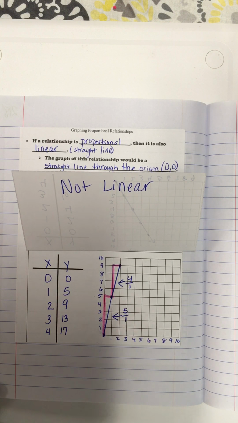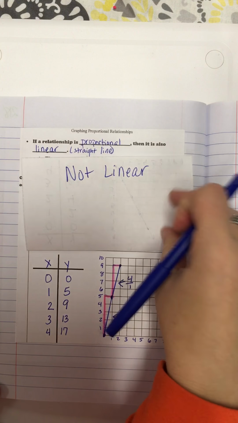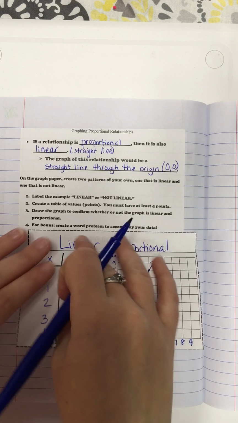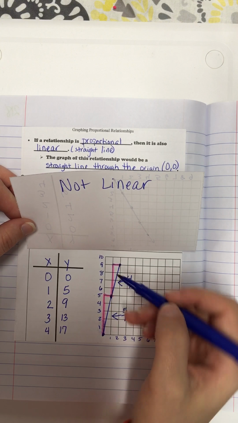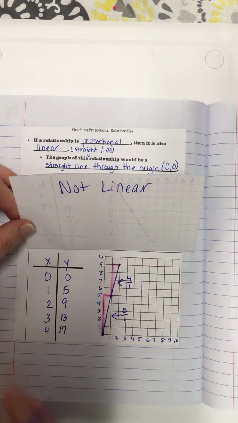Come up with a word problem. Don't steal the one that I used, but come up with a word problem and write it up here at the top underneath linear. Okay? Even though it contains the origin, that doesn't make it proportional. If it's not a straight line, it cannot be proportional.